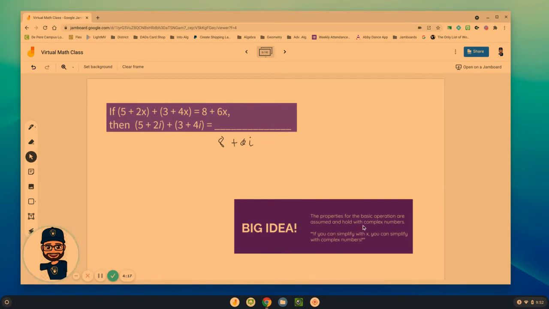And that's the big idea in this complex numbers lesson, right? The properties of basic operations are assumed and hold true with complex numbers. If I can add real numbers together, I add real numbers together. If I can add like terms together, I add like terms together. If I can multiply, and so on and so forth. And that's where we're going to take this lesson today.